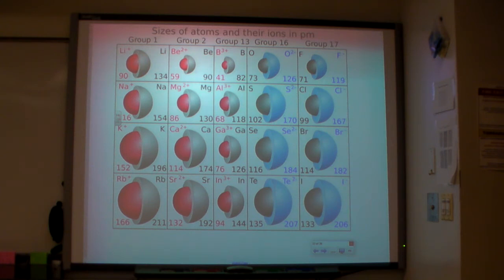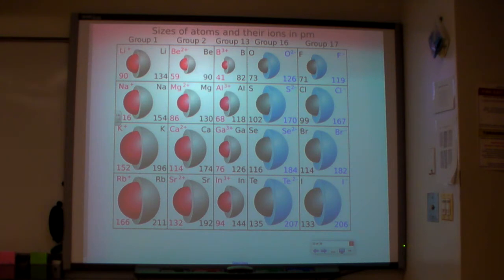So now if you're comparing all those that are in red with the gray next to it, the red is what? The gray is what? The red is the ion that creates the atom. Correct, on the right side. So in general, when something becomes a positive charge, what happens to the size? It gets smaller. Okay?